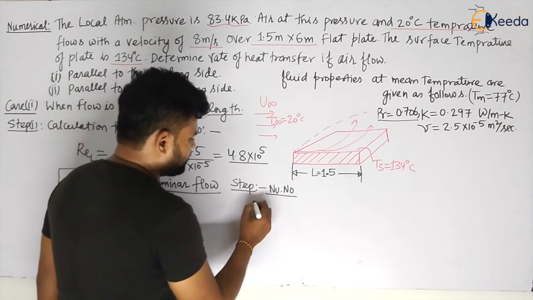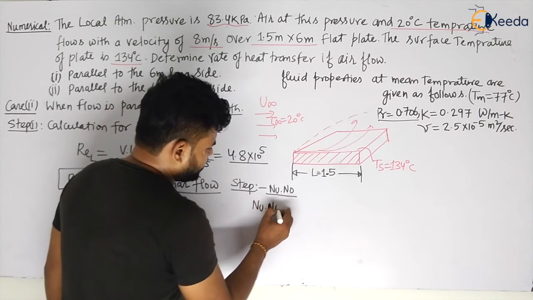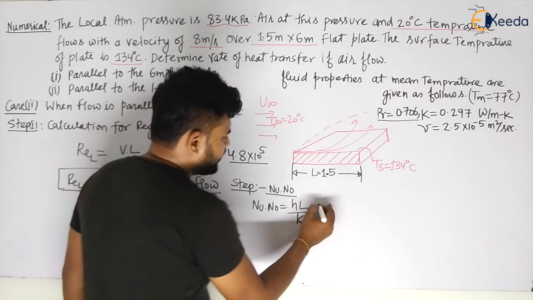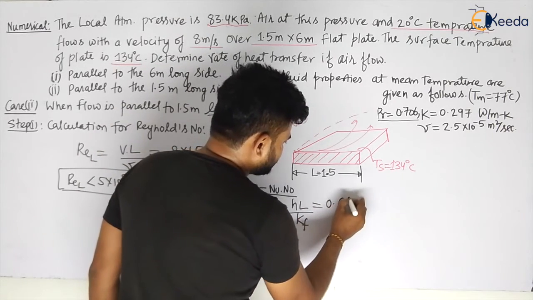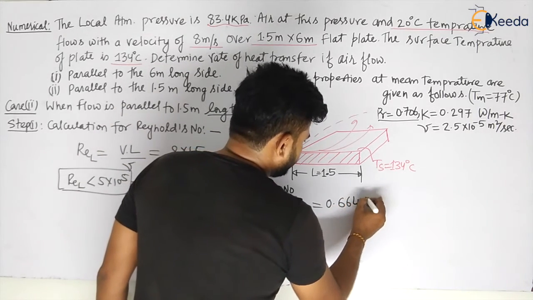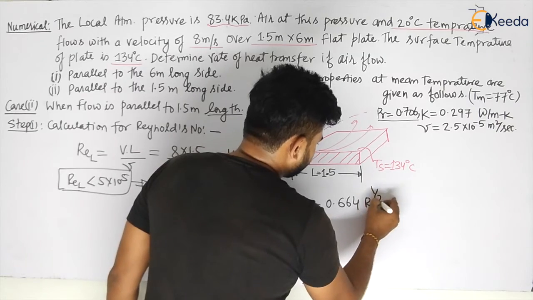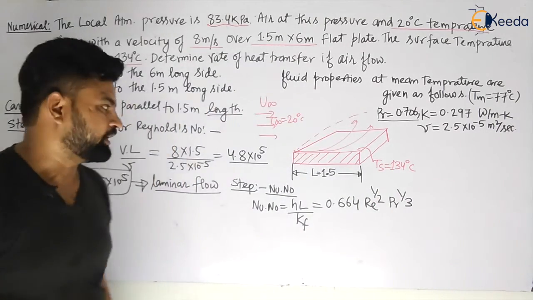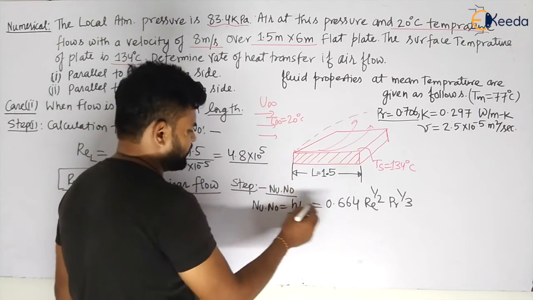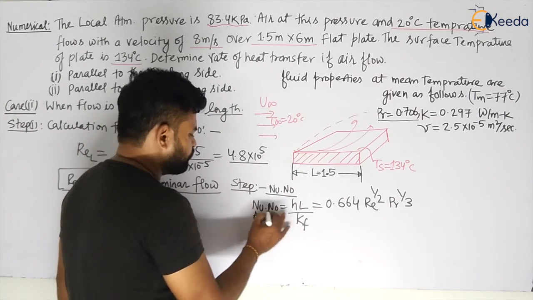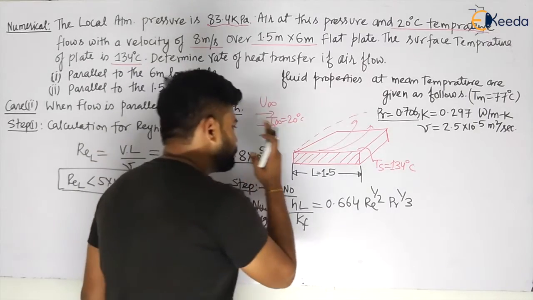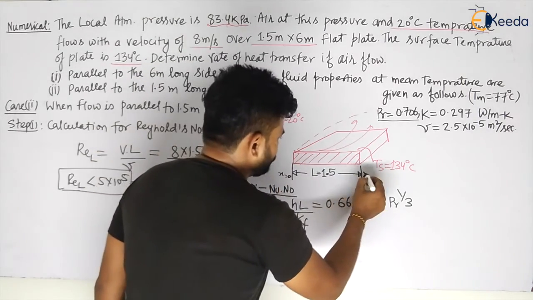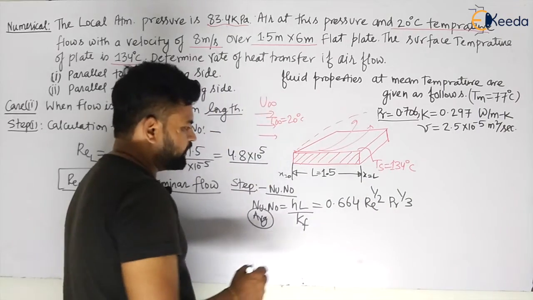So what will be the Nusselt number? The Nusselt number is equal to hL by k fluid, which is 0.664 into Re to the power half, Pr to the power 1 by 3, my dear students. In this case we will be calculating the average Nusselt number, because we have to calculate total heat from x equal to 0 to x equal to L, my dear students.